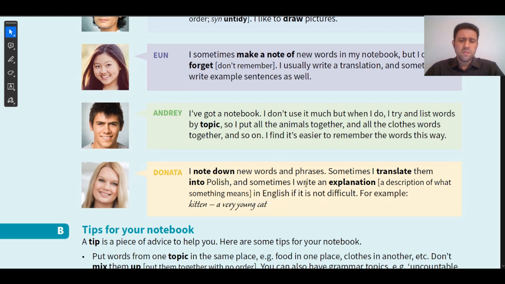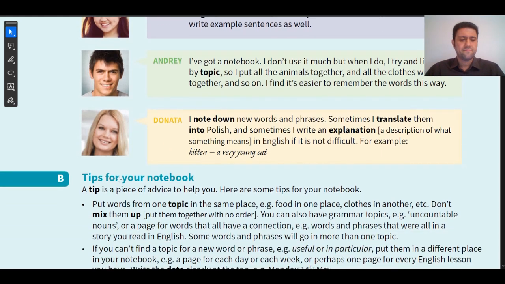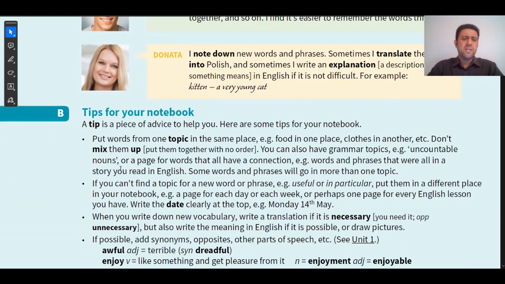And sometimes I write an explanation. Explanation means a description of what something means in English if it's not difficult. For example, kitten means a very young cat or baby cat. Tips for your notebook. A tip is a piece of advice to help you. Here are some tips for your notebook.